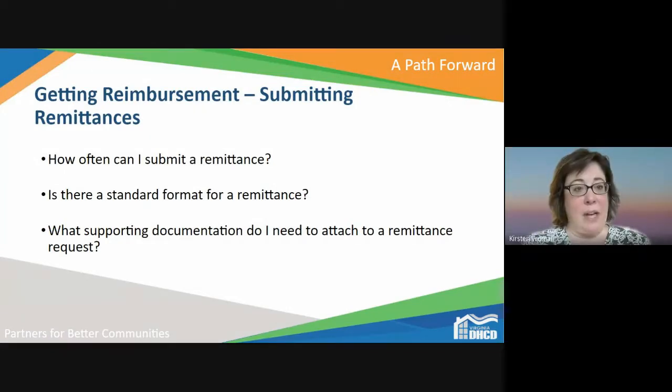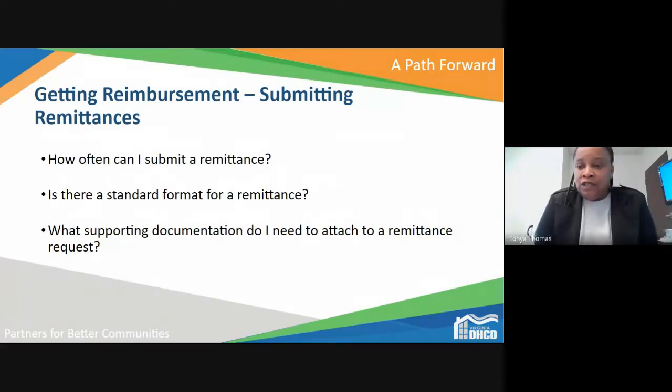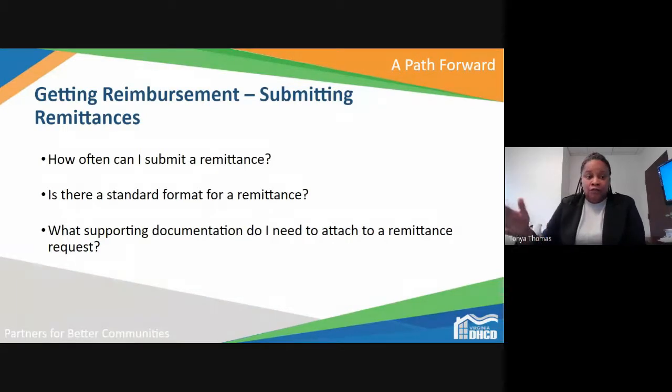Okay, our first topic has to do with getting reimbursement and submitting remittances. The first question is, how often can I submit a remittance? Well, that's a good question. So remittances are submitted once per day. They can be batched. If you have multiple remittances that you normally would submit throughout the period of a day, you would now batch those into one remittance for that day, and the same would apply thereafter.